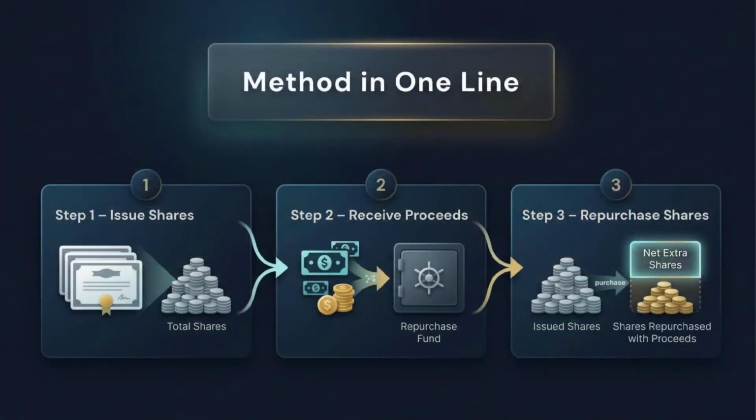The method can be remembered in one line. Assume the instruments are exercised, assume the company receives the exercise proceeds, assume those proceeds are used to repurchase shares at the average market price, and add only the net shares. Think of it as a round trip. Shares go out, some shares are bought back, and only the shares left outside increase the denominator.